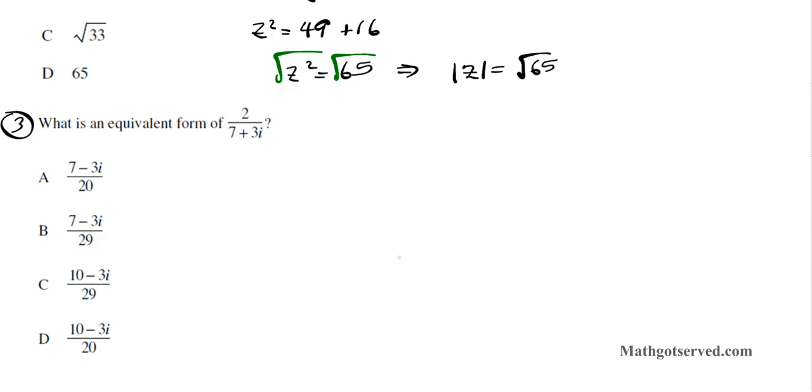All right, let's take a look at problem number 3. We have a complex number, and we're asked what is the equivalent form of this number right here. So we have 2 divided by 7 plus 3i. We need to express it in this form. So in order to do that, we need to get rid of the i in the denominator. All right, so in order to accomplish that, we'll simply modify this expression by multiplying by the complex conjugate. All right, so 7 minus 3i at the bottom and 7 minus 3i at the top.